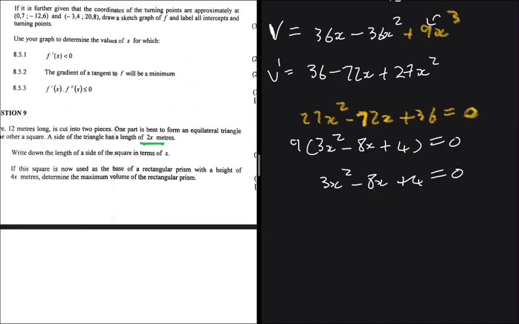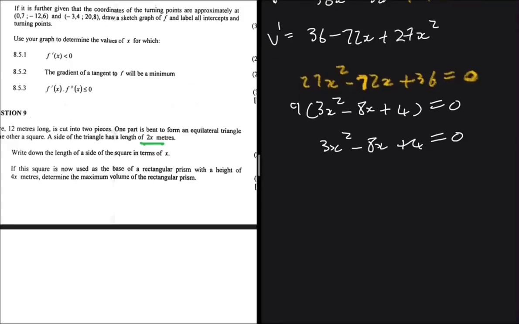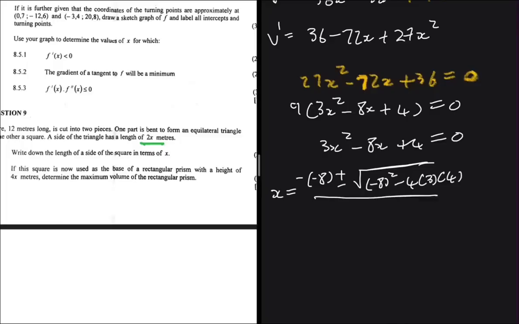Right, so now we just need the x values for this quadratic function. It's a bit difficult for me to factorize it when it looks like this. I always resort to using the quadratic formula. So x is equal to minus b plus or minus the square root of b squared minus 4ac, divided by 2a. So minus minus 8, plus or minus the square root of minus 8 squared minus 4ac. A is 3, c is 4, and then everything divided by 2 multiplied by 3.